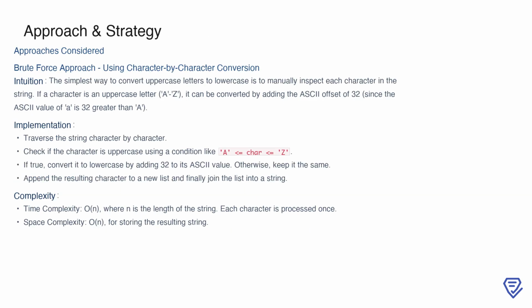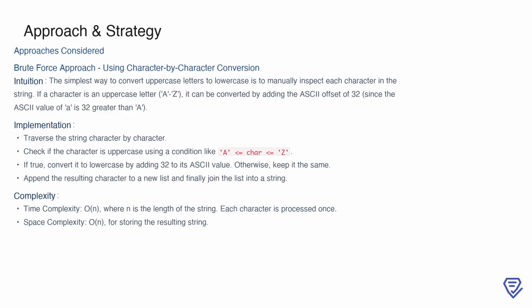To solve the problem of converting a string to lowercase, one simple approach is to handle each character individually. This brute force method involves iterating through the string and checking if a character falls in the range of uppercase letters, specifically between A and Z. If it does, we convert it to lowercase by adding 32 to its ASCII value, as the ASCII value of a is 32 greater than A. Characters that are already lowercase or non-alphabetic remain unchanged.